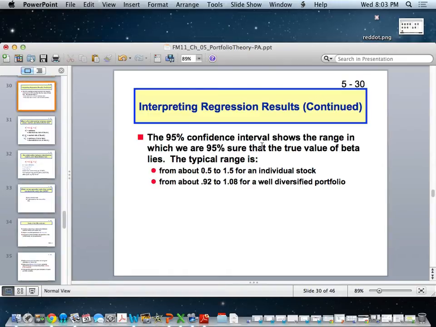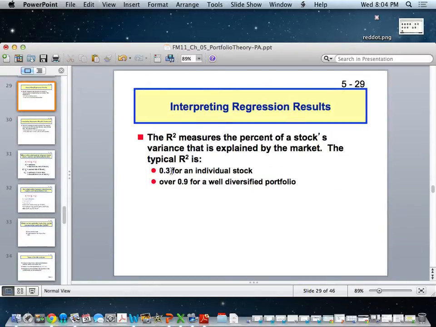The 95% confidence interval shows the range for beta. For an individual stock, it is 0.5 to 1.5. For diversified portfolios, it is 0.92 to 1.08. And therein is the reason why sophisticated investors are nowadays doing ETFs, because ETFs are natural portfolios. There is more predictability about it. I mean, you're operating in a world of uncertainty anyway. But by combining, if you can increase your R-square, look at that. From 0.3 to 0.9, that's huge.